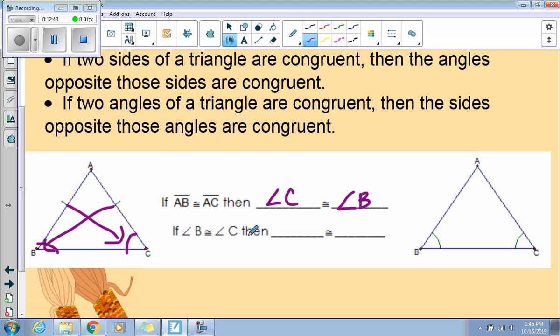And if they tell you that the angles are congruent, you can then assume that the sides that are directly across from them are also going to be congruent. So AC is congruent to BA. Oops, that's supposed to be a B. B, A. All right.